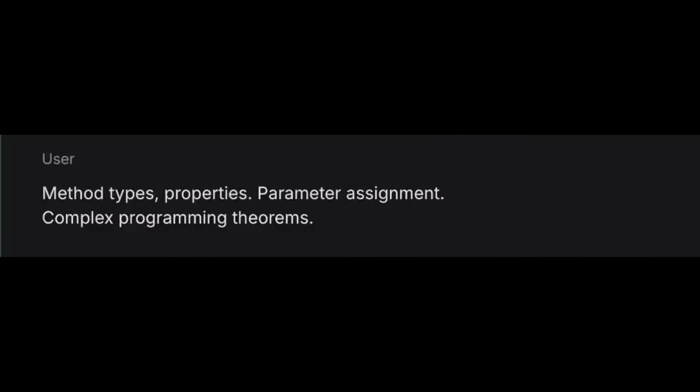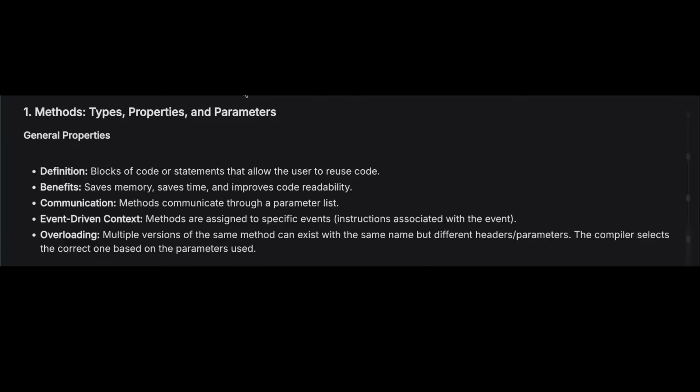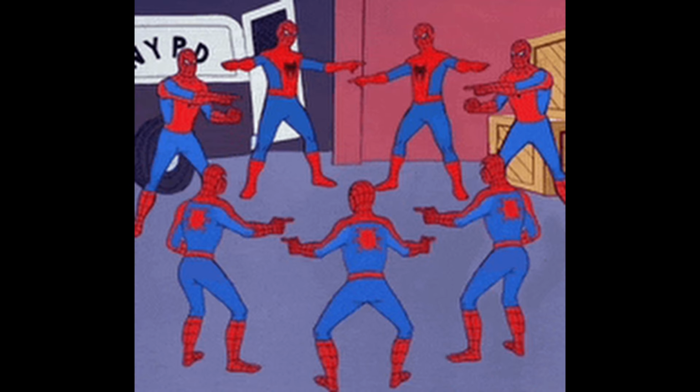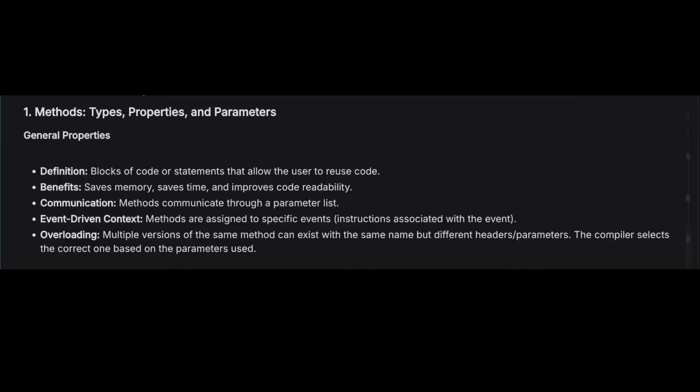Let's talk about method types, parameter assignment, and complex programming theorems. Methods or functions are code blocks that usually have a single purpose and that can be easily reused. They communicate using parameters. There can be multiple versions of the same method with the same name, but depending on parameters, compiler will choose appropriate method.